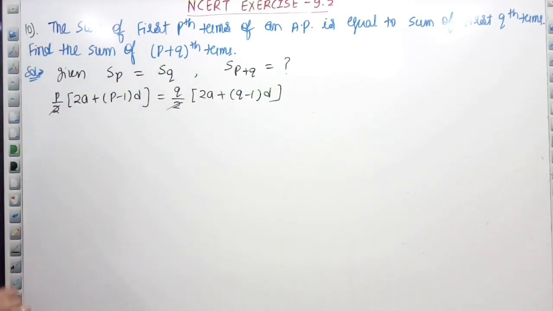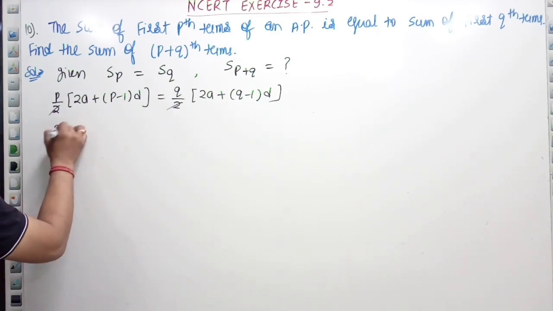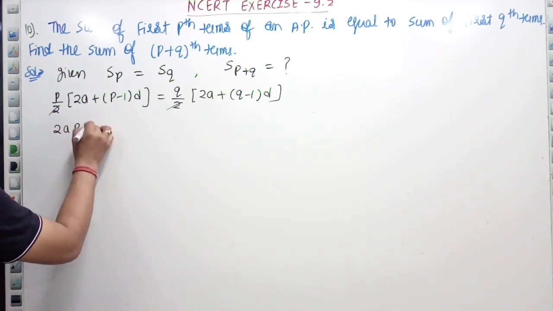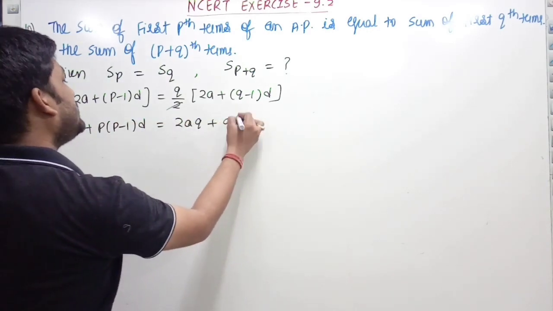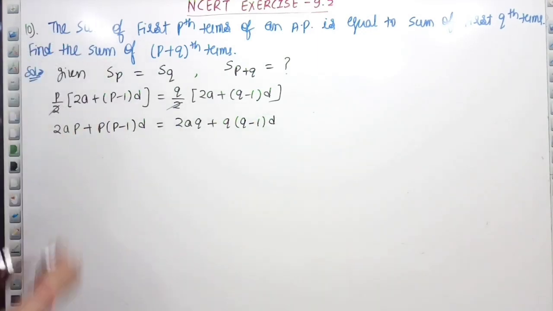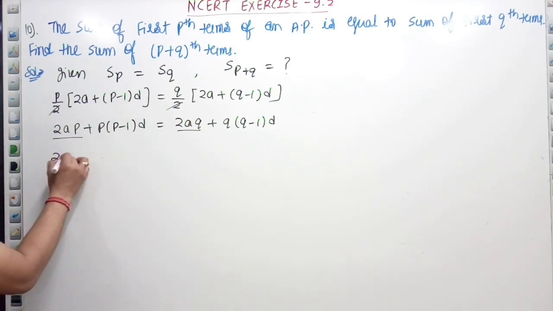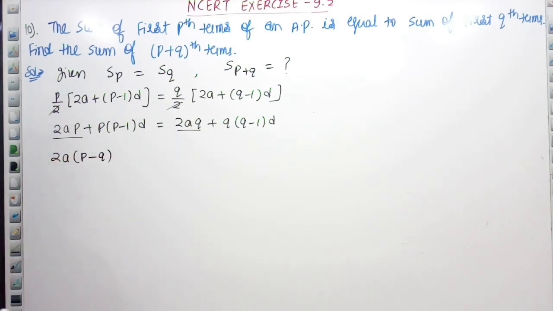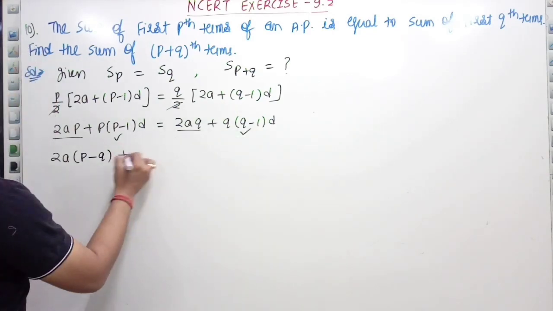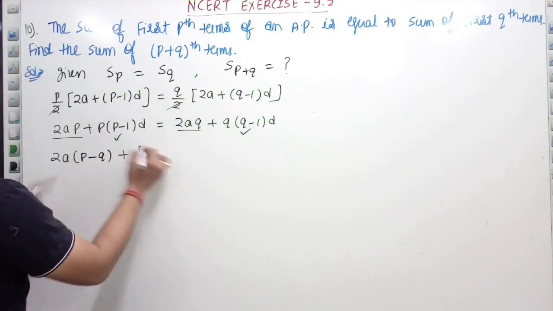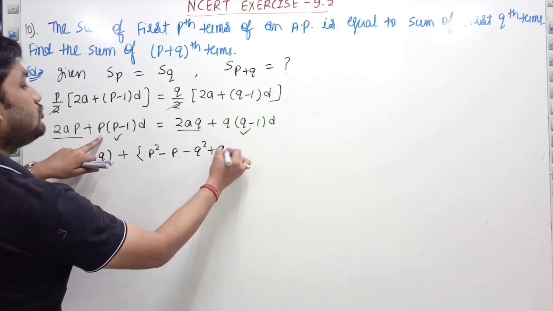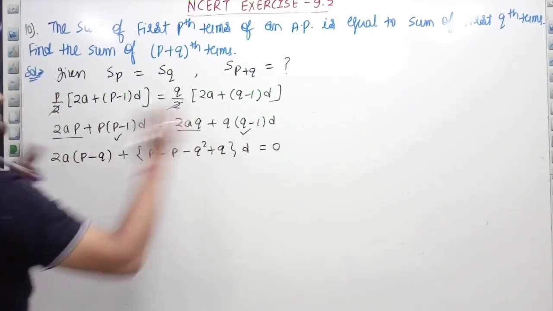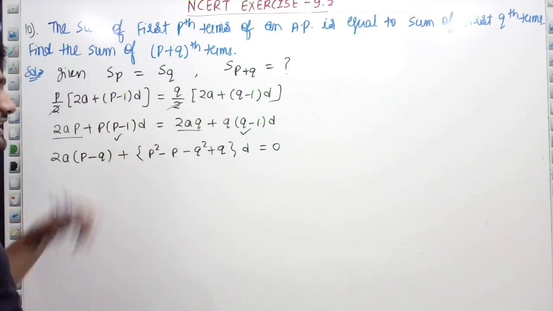Now the 2 and 2 will cancel out. Now multiply this p. 2ap plus p into (p minus 1) into d equals 2aq plus q into (q minus 1) into d. Now I am taking all terms to the left hand side. So 2ap minus 2aq, and 2a is common, left is p minus q. Now in these two, I am taking d common, right? So what you get: p square minus p, and here minus q square plus q, because when it moves to the left the sign will change. This is positive so it becomes negative.